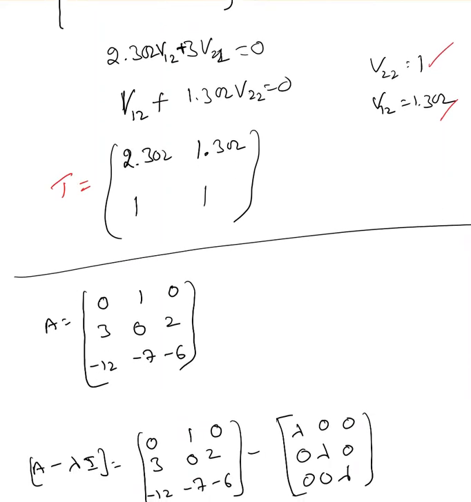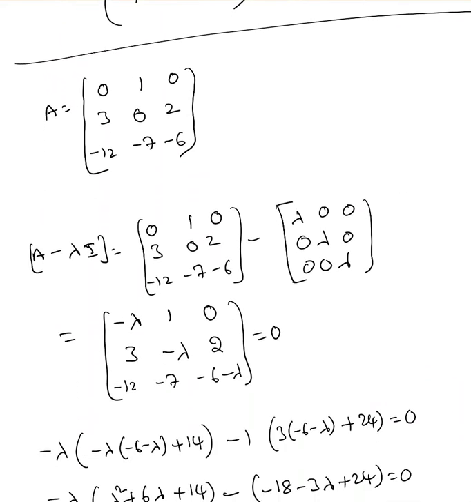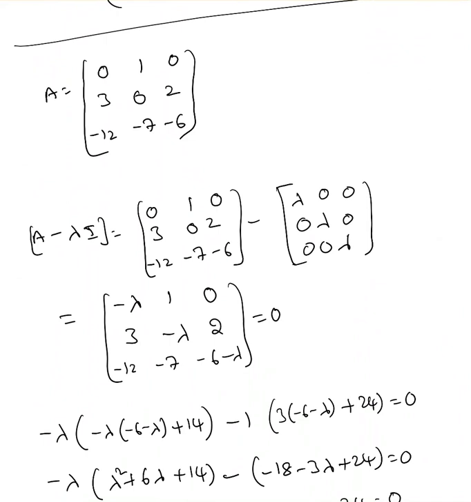Now here is another example. Here it's a 3 by 3 matrix. The given matrix is A equal to [0 1 0; 3 0 2; minus 12, minus 7, minus 6]. Now A minus lambda I: [0 minus lambda, 1, 0; 3, minus lambda, 2; minus 12, minus 7, minus 6 minus lambda].